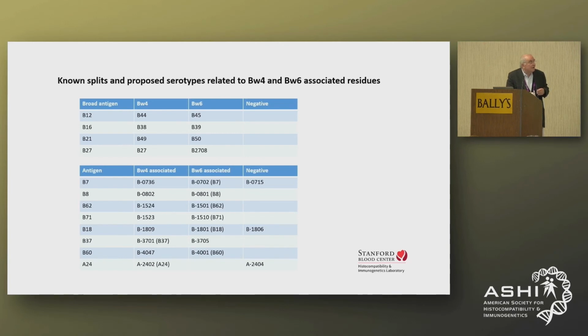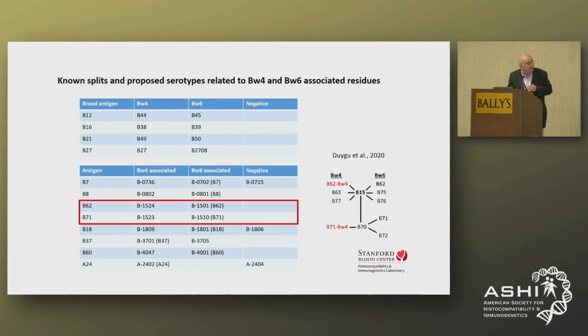But for example, we have B1524, which is like B62, B1501, but differs in BW4, and we would like to name that allele as an associated antigen. The same goes for B0802, which differs from the common B0801 by BW4, BW6. This is a B8 that is BW4. So we believe this needs to be recognized formally. And it's not only the BW4, BW6 epitope; the same positions define other epitopes. That's why we call them residues that define epitopes as well.